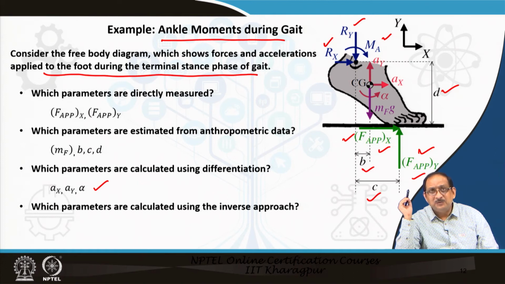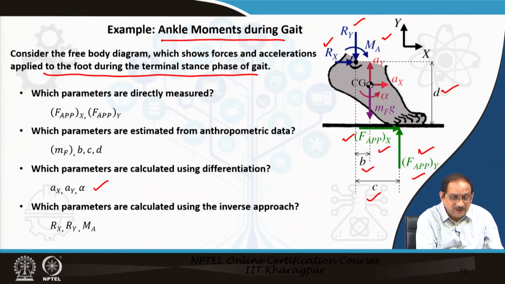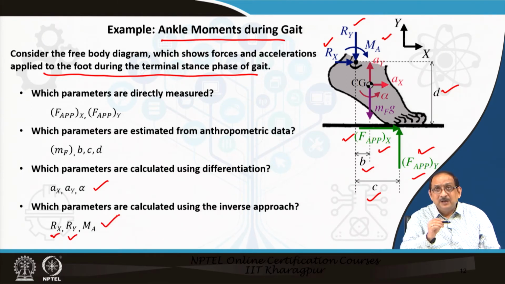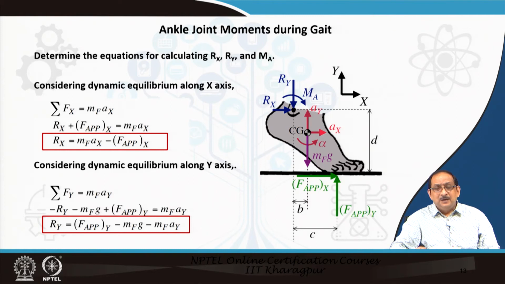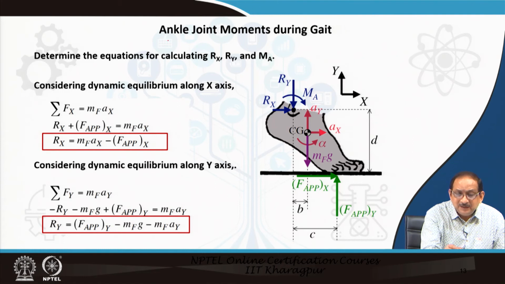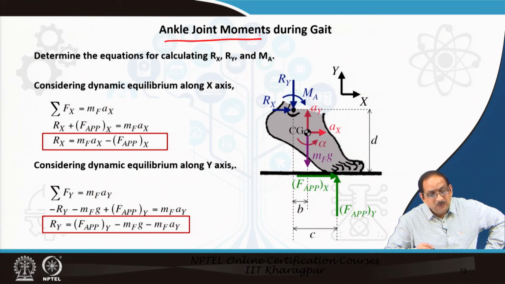Which parameters are calculated using the inverse approach? That is the final joint forces and moments. Rx, Ry and Ma are the final output of the inverse dynamics calculation. Now, let us move on with the calculations on the ankle joint forces and moments.